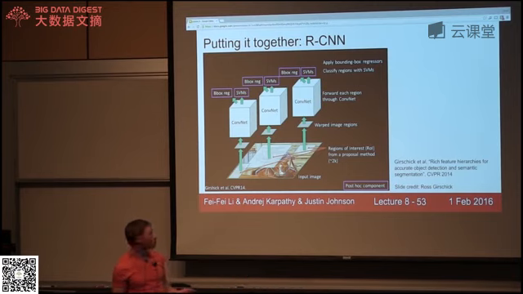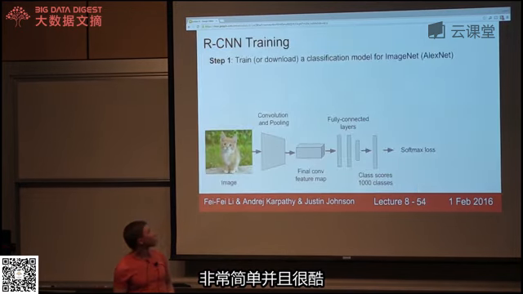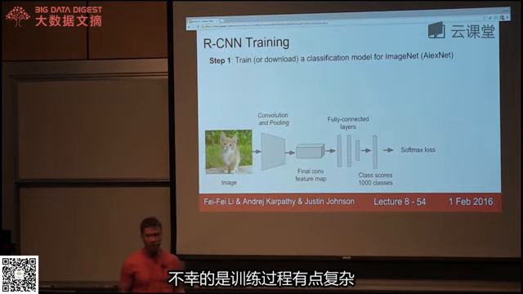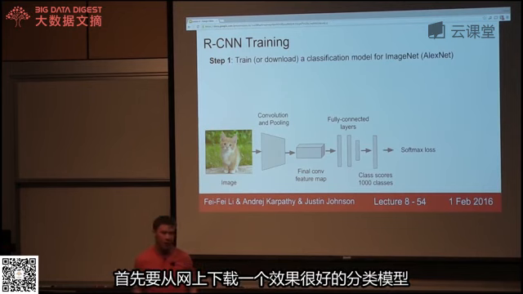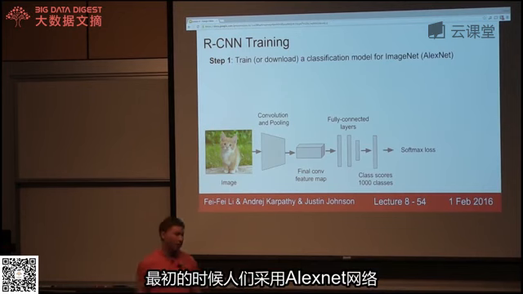Right, so this actually works really well. It's really simple. It's pretty cool. But unfortunately, the training pipeline is a little bit complicated. The way that you end up training this RCNN model is, like many models, you first start by downloading a model from the internet that works well for classification. Originally, they were using an AlexNet.